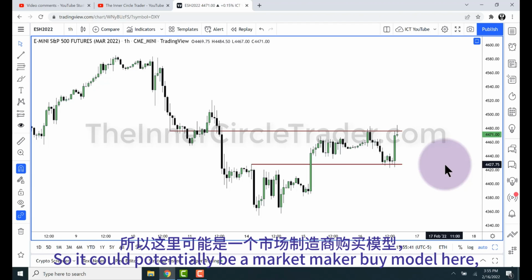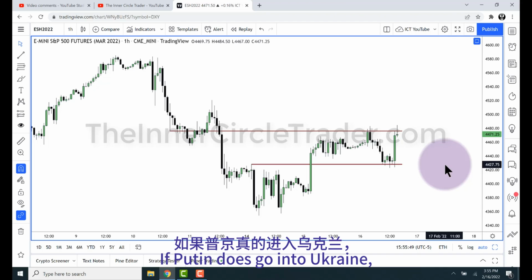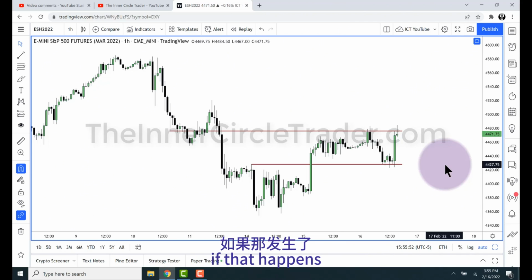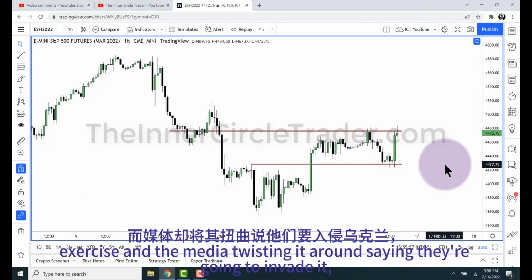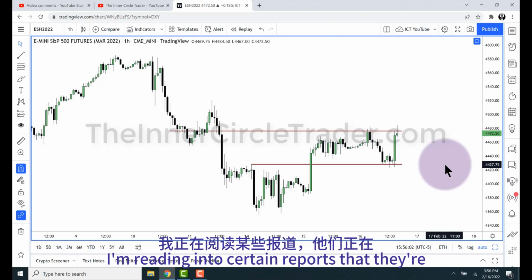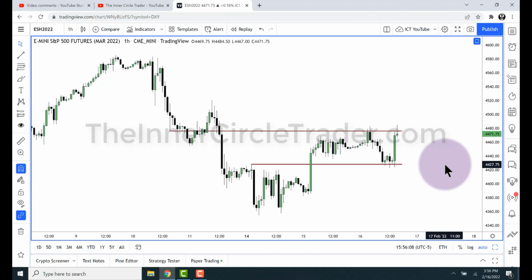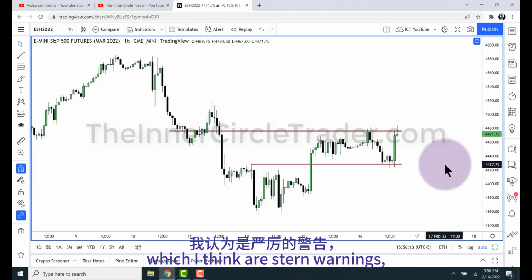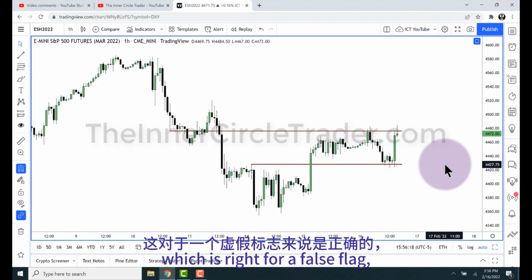So it could potentially be a market maker buy model in here, a sloppy one, but it could still manage to push itself up there. Now, what changes it? If Putin does go into Ukraine, and it's legitimate, not them doing a training exercise and the media twisting it around saying they're going to invade. I'm reading certain reports that are basically taking things that Putin said, which I think are stern warnings, and putting it together to say, okay, they're going to invade, which is ripe for a false flag.